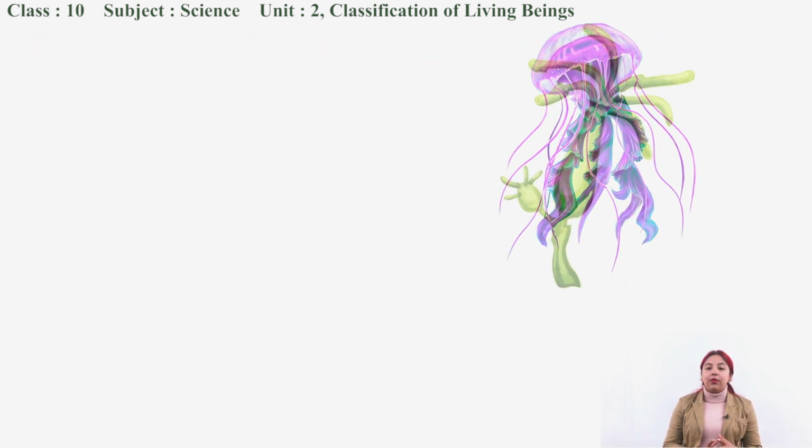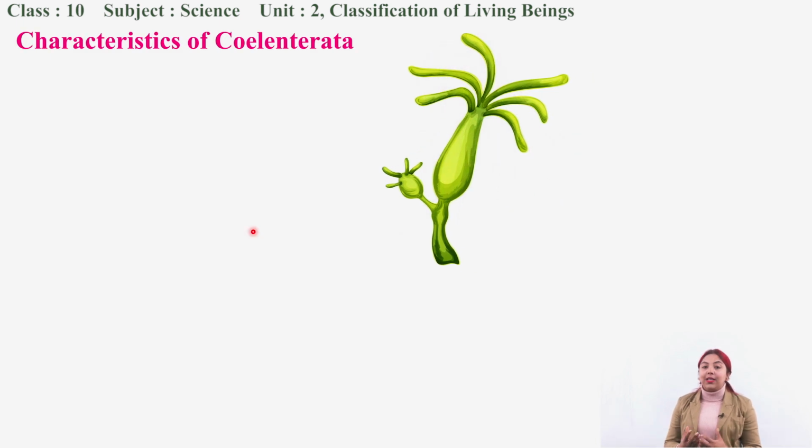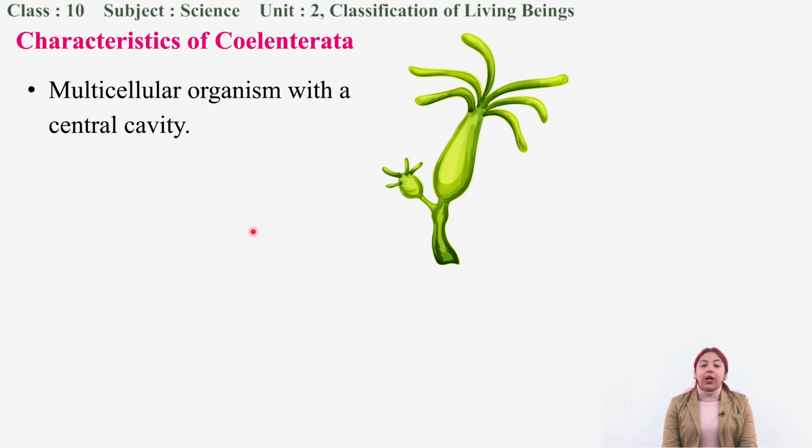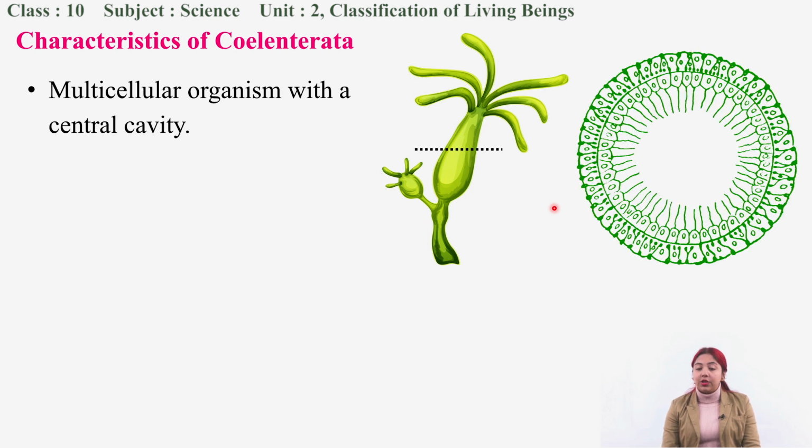Now let us study a few important characteristics of the animals that belong to this phylum. The first characteristic is that they are multicellular organisms with a central cavity, hence the name Coelenterata. This is an example of the Coelenterata. It is a hydra. When you cut this hydra from this portion and look at its cavity inside, you can see that the transverse section gives this kind of structure.